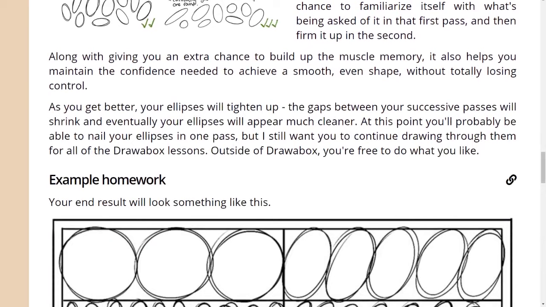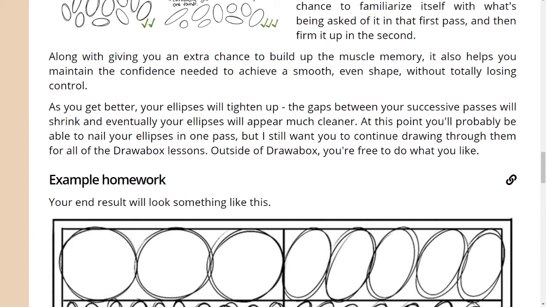Along with giving you an extra chance to build up the muscle memory, it also helps you maintain the confidence needed to achieve a smooth, even shape without totally losing control. As you get better, your ellipses will tighten up, the gaps between your successive passes will shrink, and eventually your ellipses will appear much cleaner.